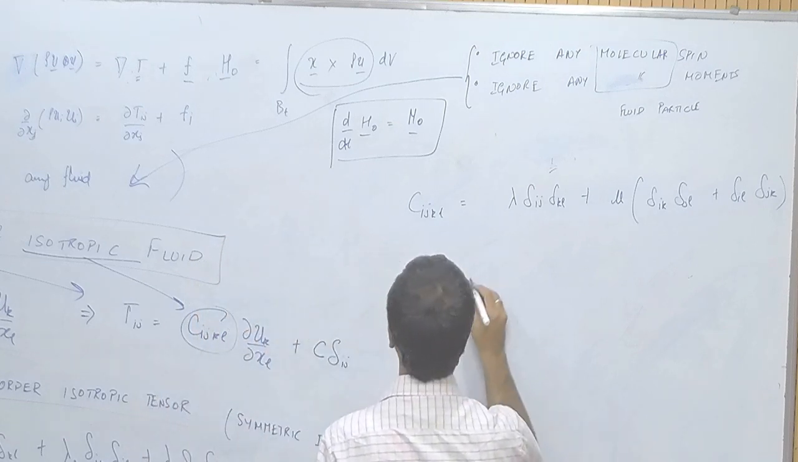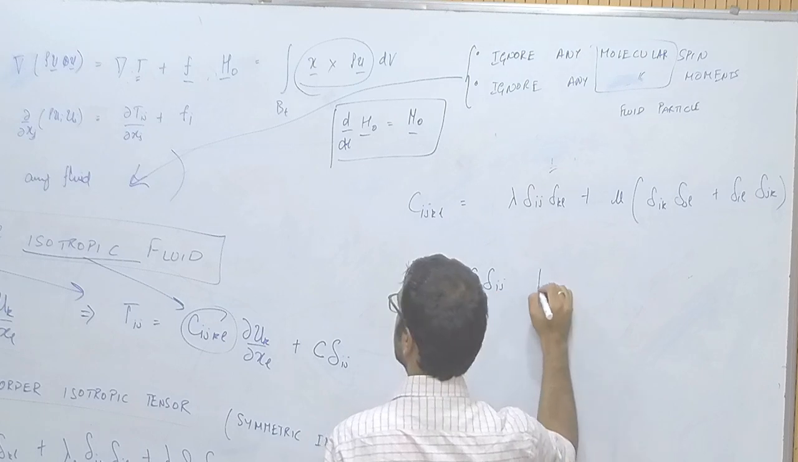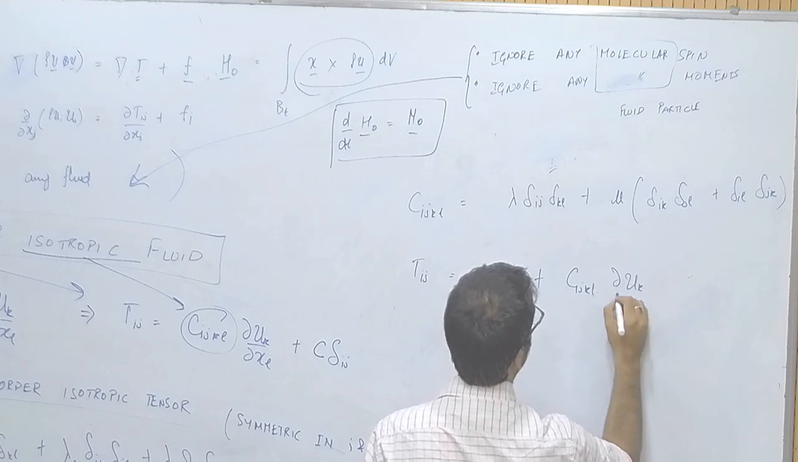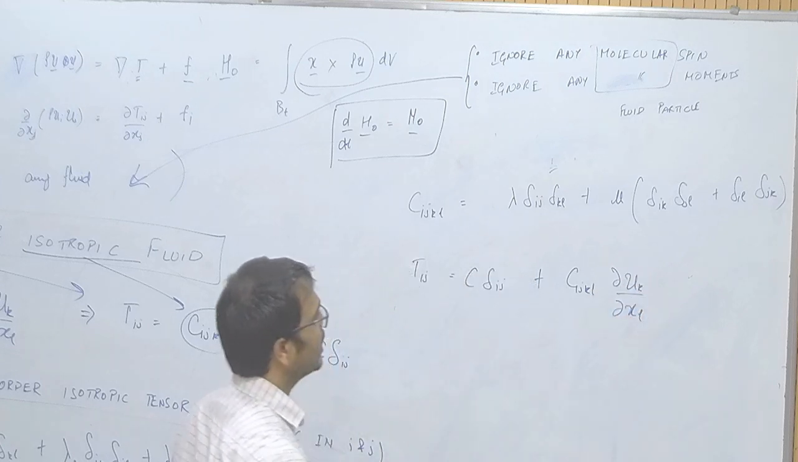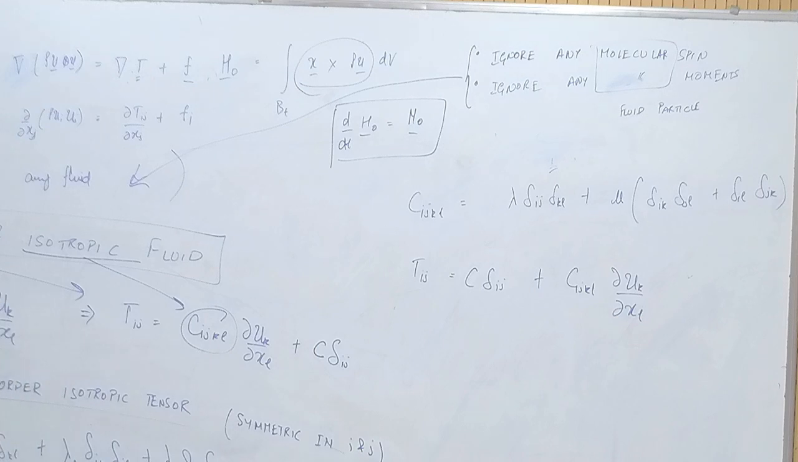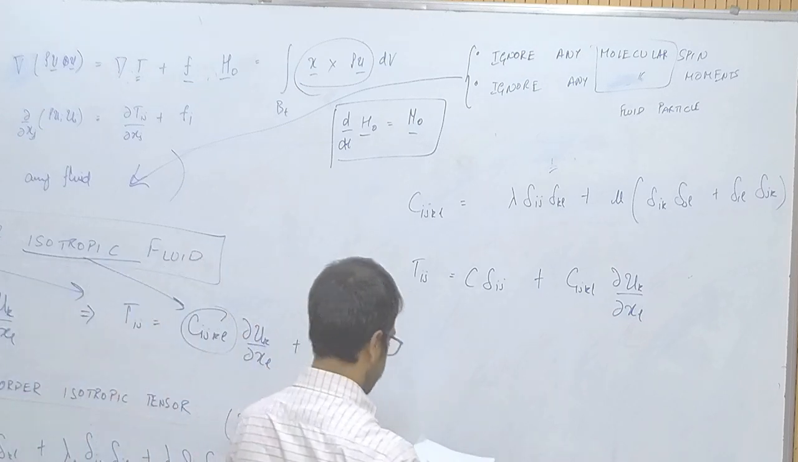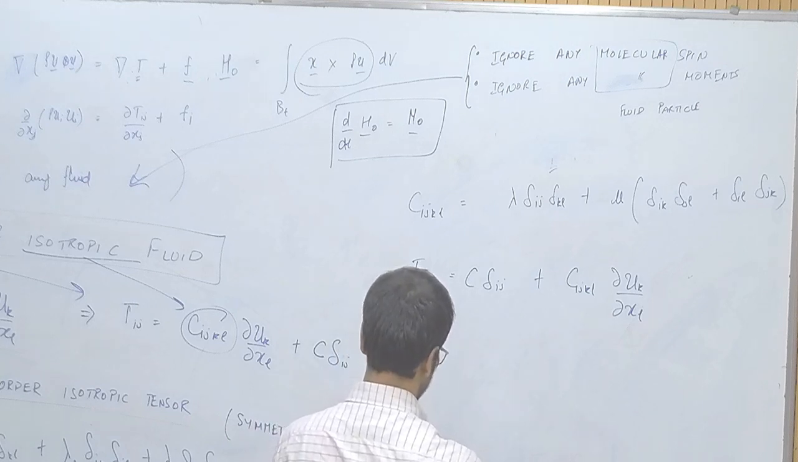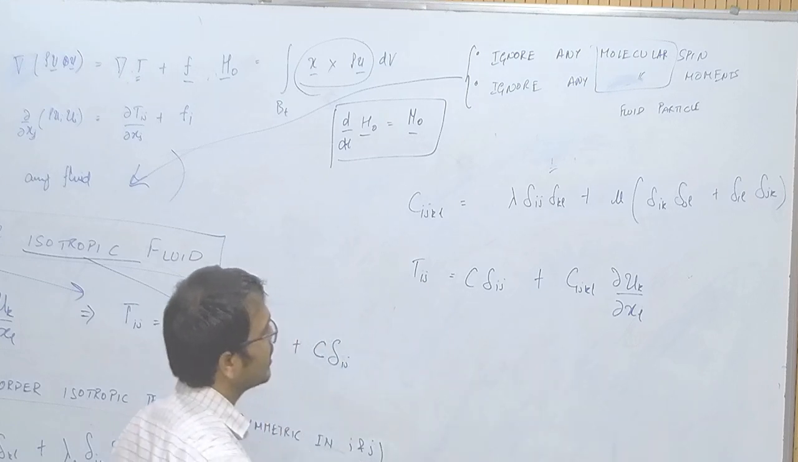So Tij is C times delta ij plus Cijkl del uk by del xl, where Cijkl is given by that. Okay. We are going to simplify this in the next lecture.